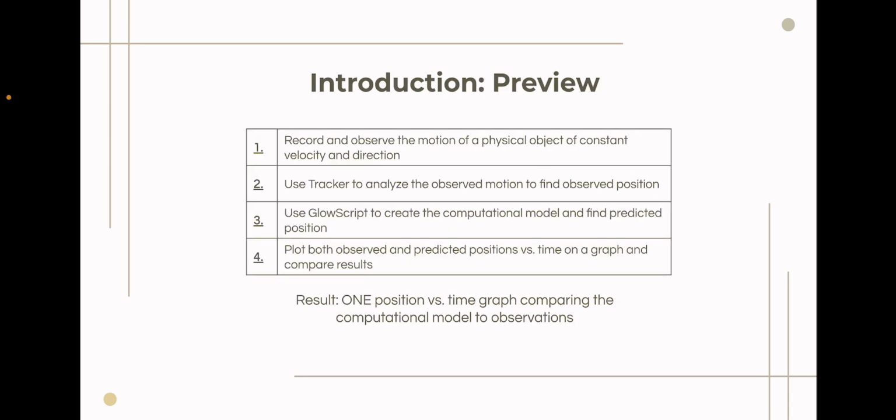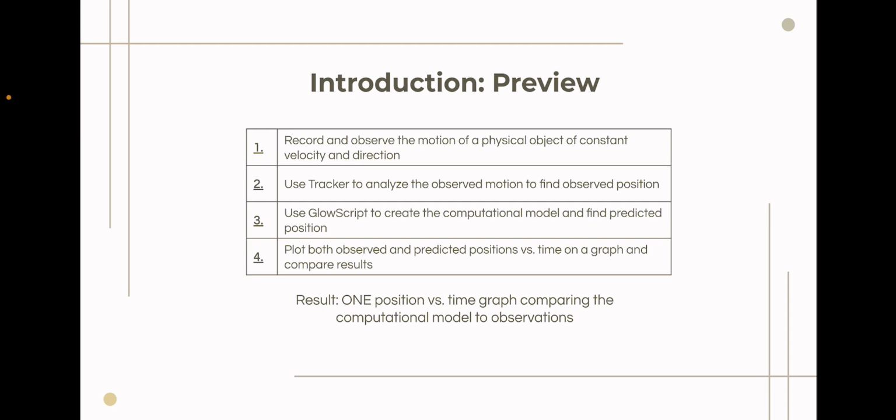First, I started out by recording and observing the motion of the expo marker, which was rolled at a constant speed and in one direction. I then used Tracker to analyze the observed motion and found the observed position. And to find the predicted position, I then used GlowScript to create a computational model. After exporting this data, I then plotted both the observed and predicted positions on a graph, and I then compared the results. The result of this is one position versus time graph, which is comparing the computational model to the observations.